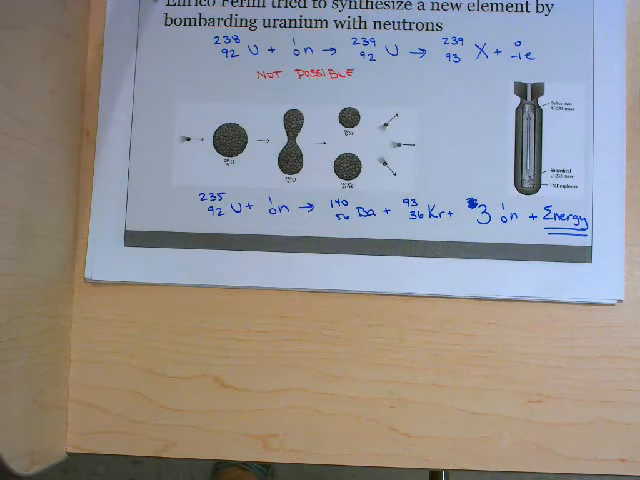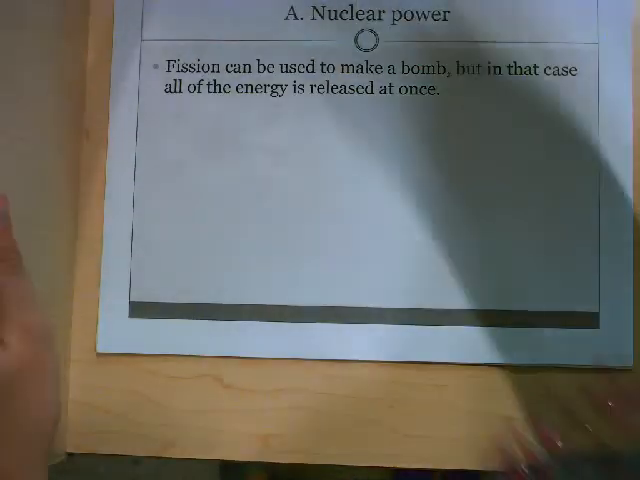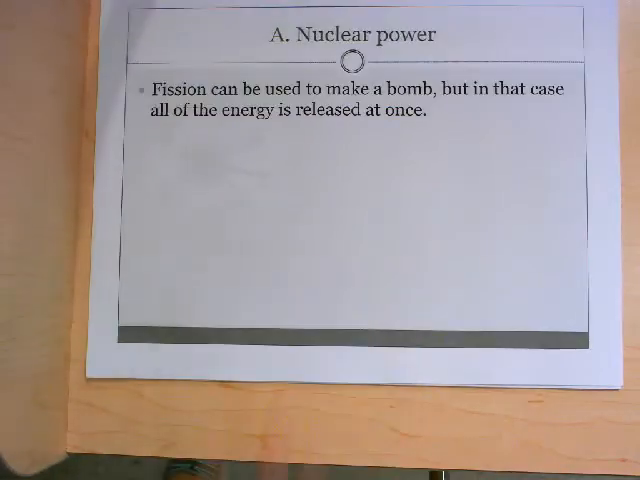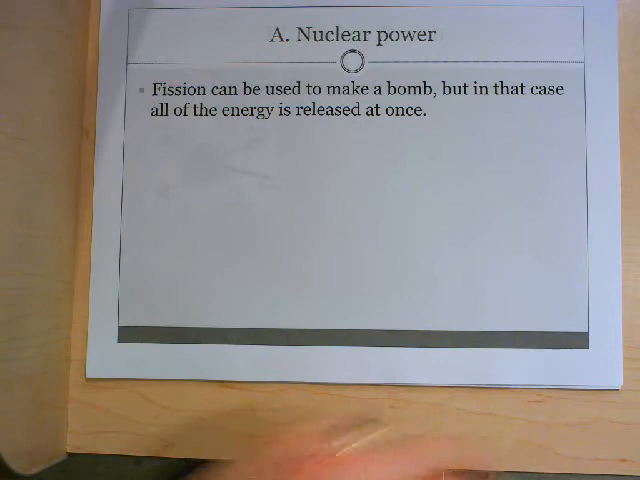Alright, why don't we change gears and talk about nuclear power as a good use of nuclear energy. Alright, so fission could be used to make a bomb, right? In which case the energy is all released all at once. But if we control the reaction, slow it down, we can harness the energy in little pieces and use that energy to turn the turbines to make electricity to power your house and your phone and your computer and whatever, right?